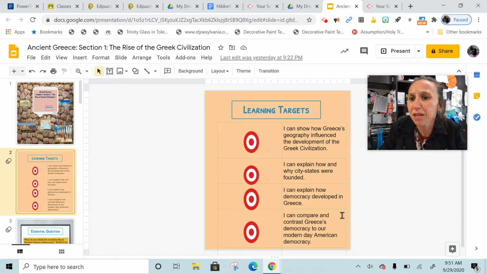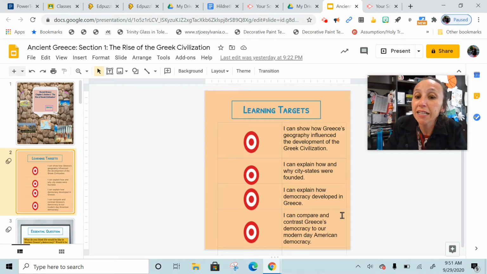So think about the geography. We know that Greece is an island, or it's made up of many islands, right? It is surrounded by water on 3 sides. It's a peninsula, and it has a lot of mountains. So how did that affect where people settled and how the civilization actually developed? So that's some things to think about.